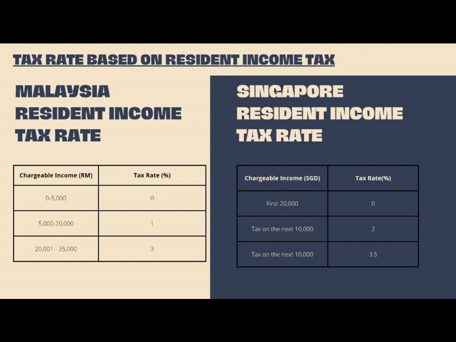Moving on to Singapore, who charges their taxes differently for their resident income in Singapore's residents. First of all, they charge income between 0 to 20,000, or the first 20,000 of their income are fully exempted. Moving on, 20,001 to 30,000 or the next 10,000 are charged with 2% of tax rate. And lastly, 30,001 to 40,000 or the next 10,000 are charged with 3.5% tax rate.